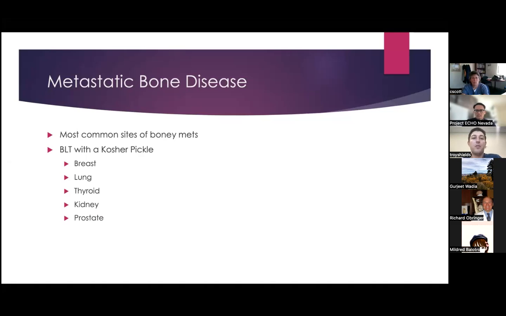So where do the bony mets typically come from? The good old BLT with a side of kosher pickle is how I remembered it. And that's how I got through any tests in orthopedic residency or PEM questions, was remembering this one. So the BLT, breast, lung, thyroid, and then the kosher pickle adds on the kidney and the prostate for this. Most of these metastatic lesions will be lytic, but as we talked about earlier, there are a few of the blastic forming ones. Breast can have a blastic component, and prostate will typically be a blastic bone forming type tumor as well.